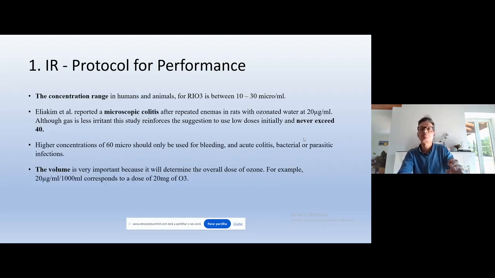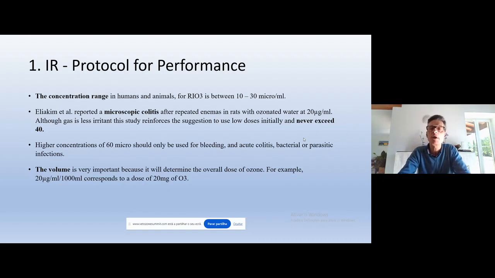In terms of concentration, very, very quickly, we should never use more than 40 micrograms per milliliter, because this creates an irritation of the enterocyte. Higher concentrations, I leave here some of the indications of higher concentrations.